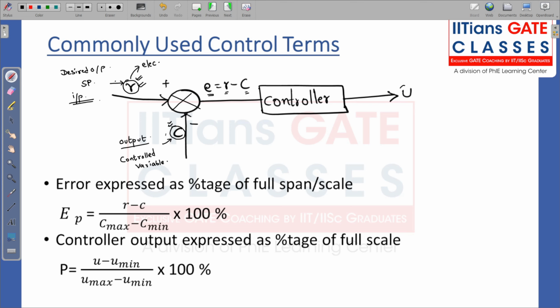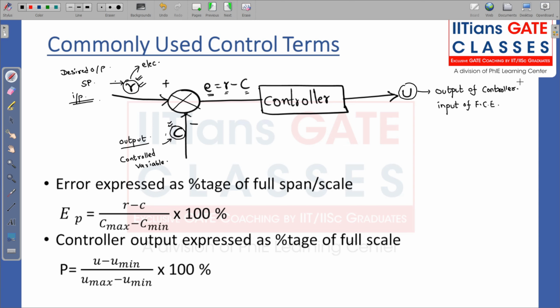So what is then U? U is the output of the controller. Also you can say it is the input of the final control element. Basically it is your controller output, or output of the controller.